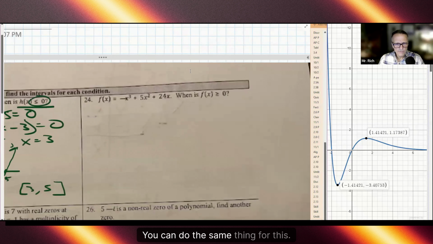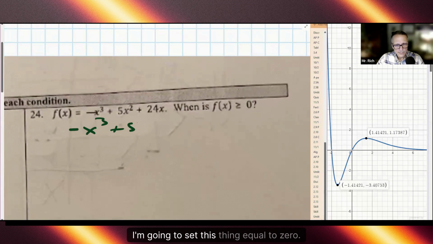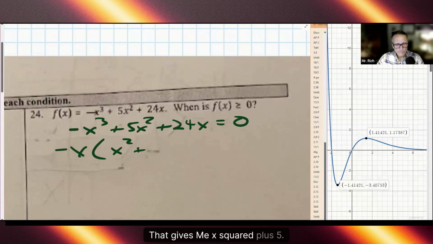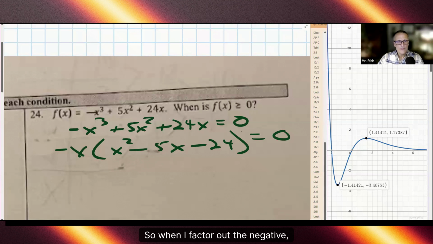You can do the same thing for this. We need to find the zeros on that. I guess that's a minus in front of the x to the third there, Avery. So I'm going to find the zeros for this. I'm going to set this thing equal to 0 and solve it by factoring. So I will factor out a negative x, and that gives me x squared plus 5x plus 24 equals, I don't think that's a negative now that I look at that. No, wait a minute. That'd be a minus, and that would be a minus. That makes more sense. So when I factor out the negative, it's going to make that x squared minus 5x minus 24, which means it would look like this.